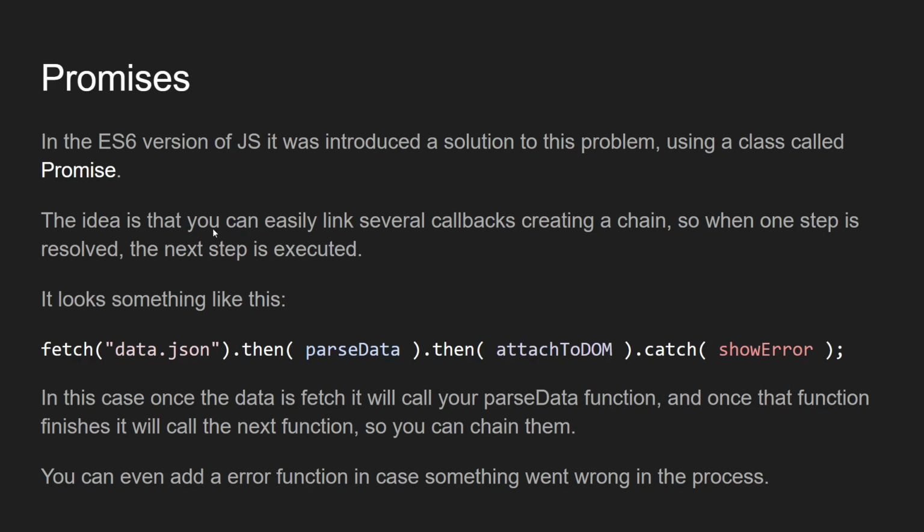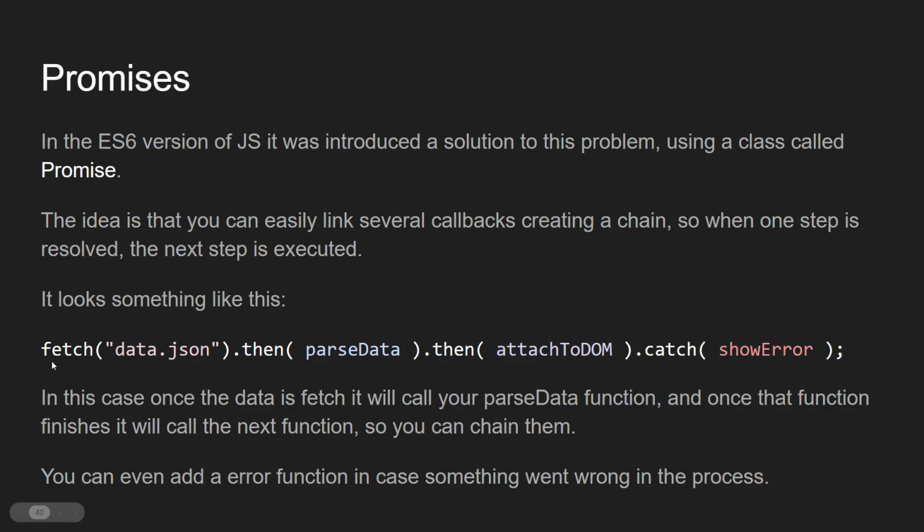The idea is that when you have several callbacks, you can chain them in something that looks like this. Imagine that this function, when it's resolved, is going to call a callback. Then, using promises, you can do something that looks like this. I'm going to show you how this works, but for now, let's check what people expected to have.